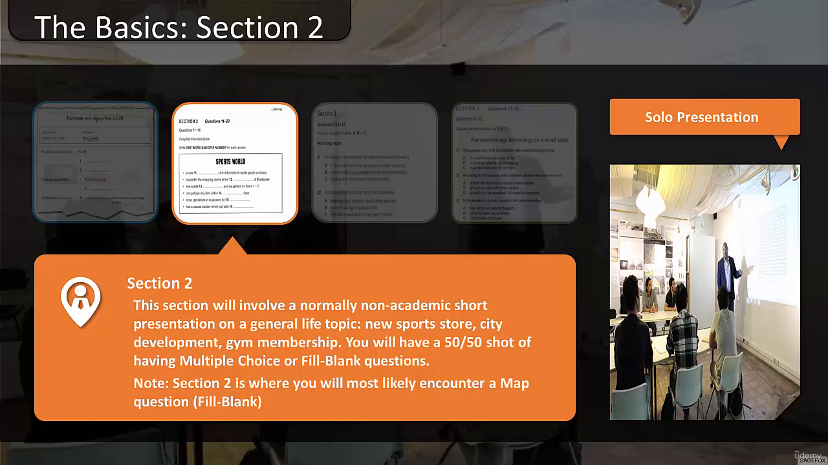Section number 2 is a little bit harder than section number 1. Not a lot, not much more difficult than section number 1, just a little bit more difficult. Now, in section number 2, this is where you will most likely encounter a map question. The map question does not happen every single test, but normally when they do have a map question, it's going to be in section number 2.